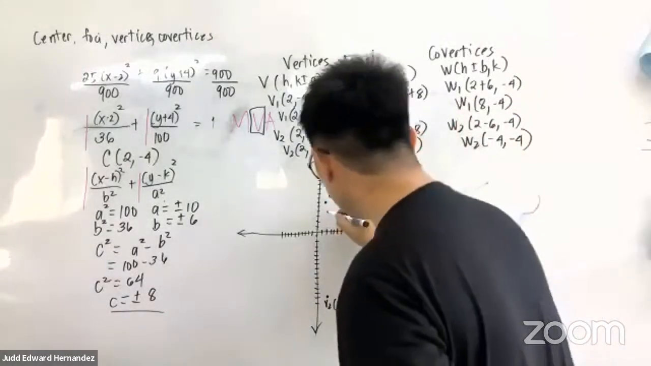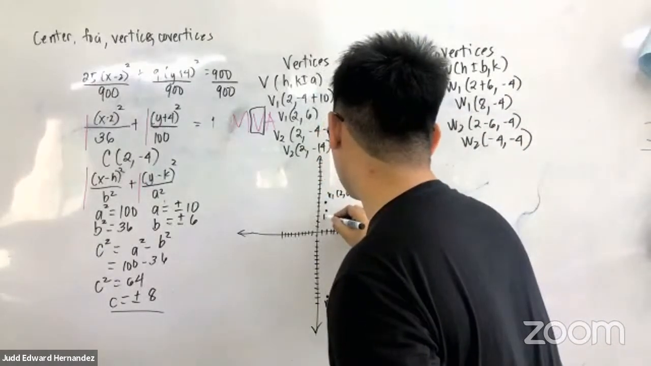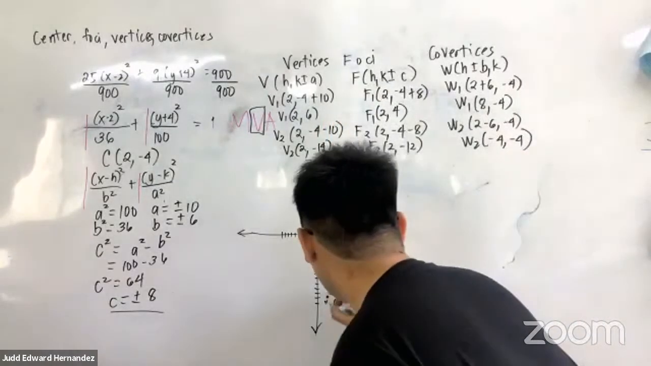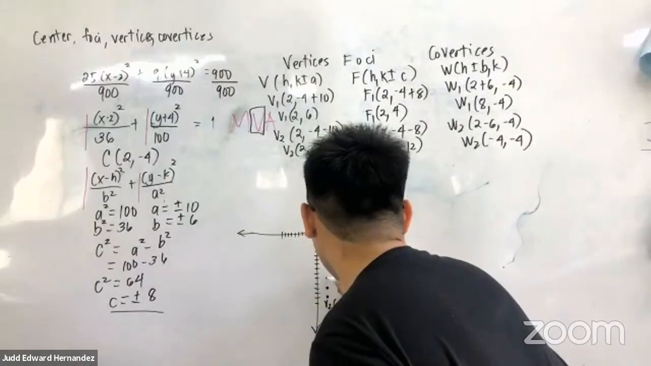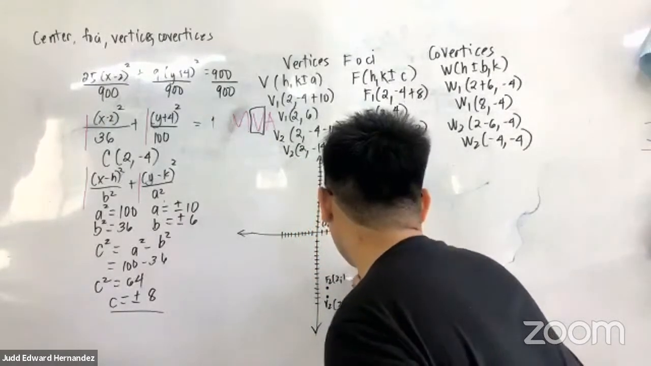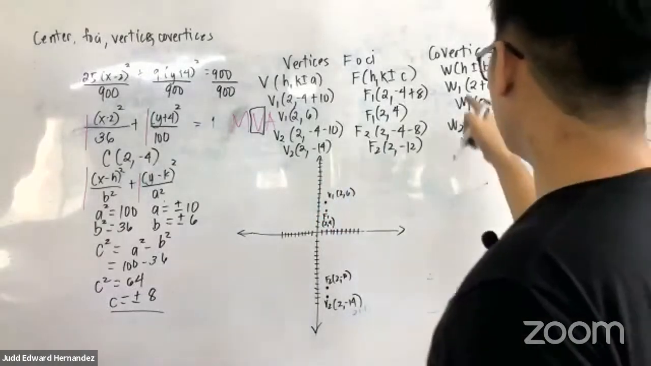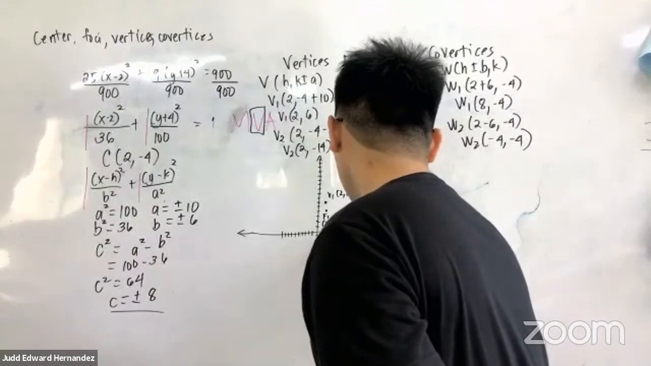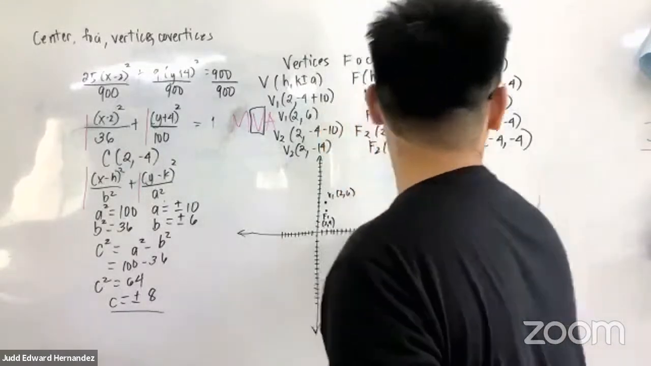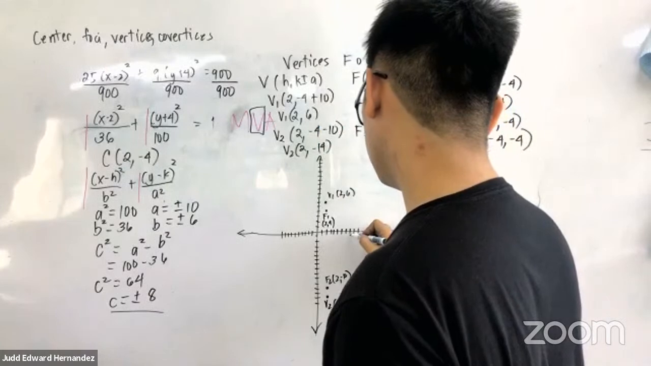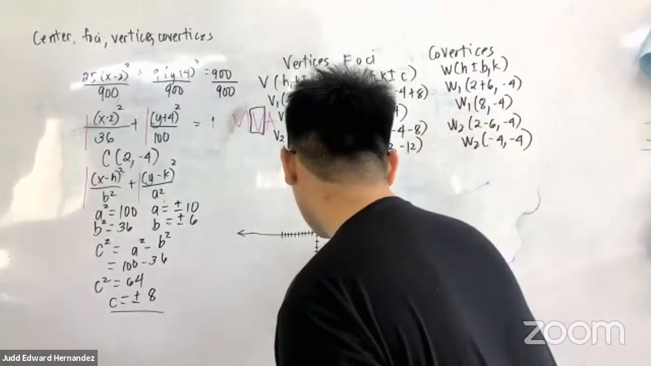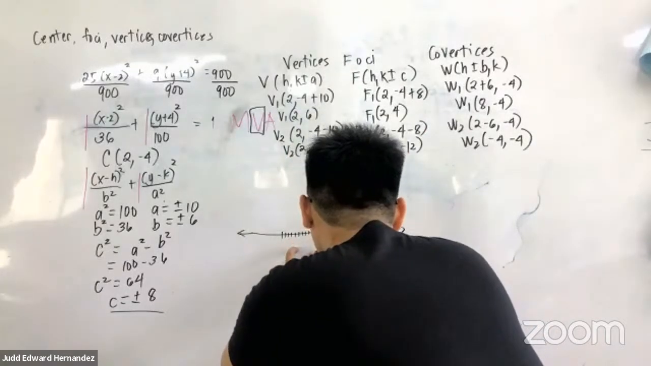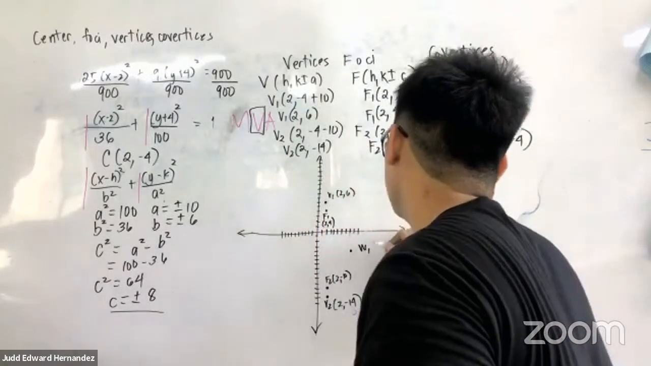F1, 2, 4. So this is our F1. Our F2 is 2, negative 12. This is negative 14, 13, 12. So this is our F2. Okay? Our W1, 8, negative 4. 2, 4, 6, 8. So, ito siya. 1, 2, 3, 4. This is W1.